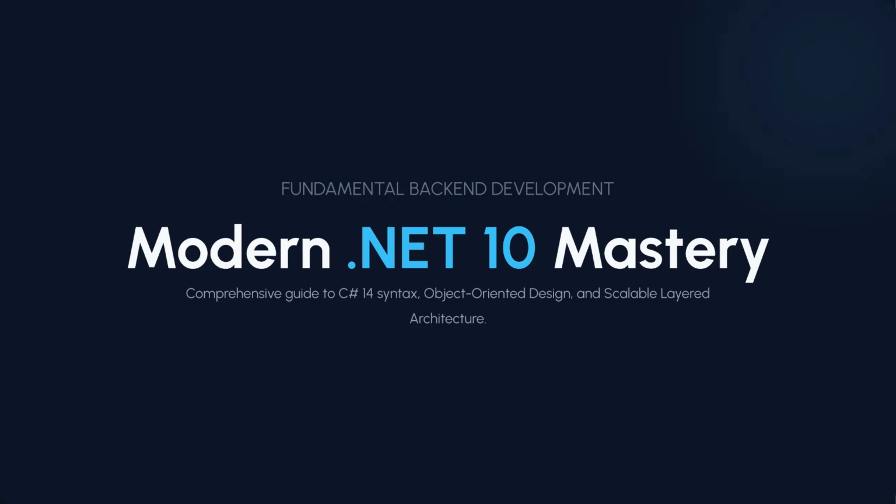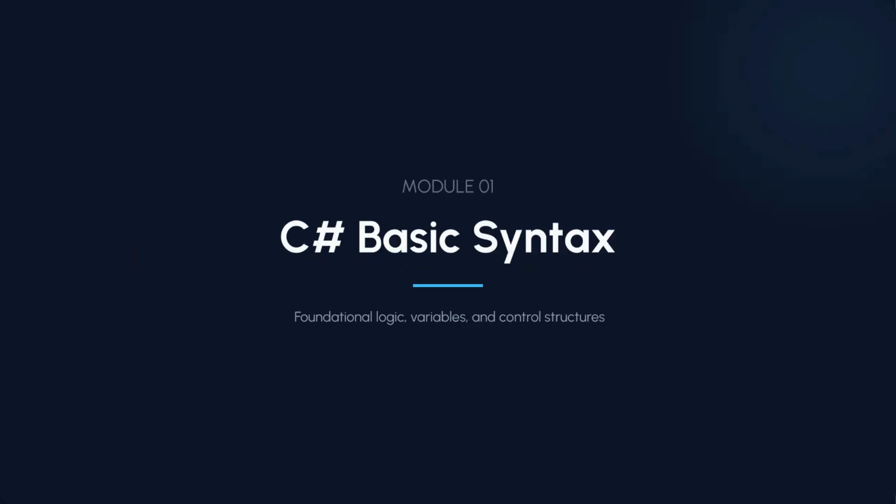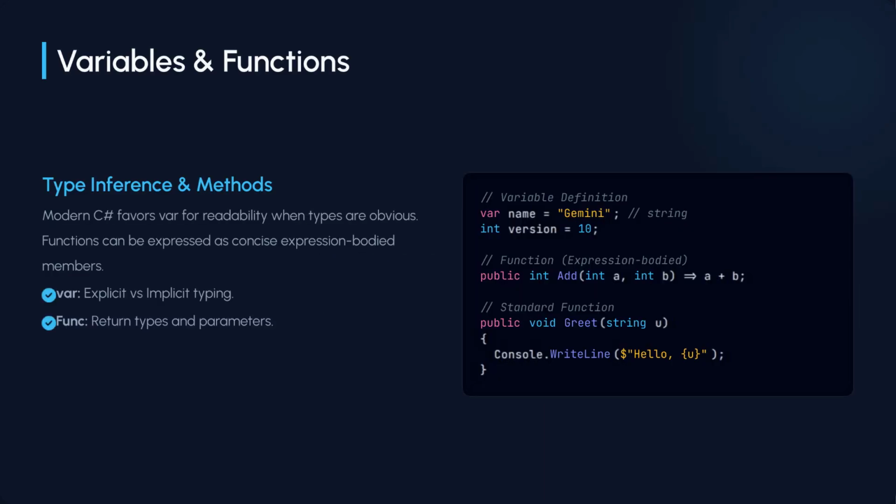Today we are exploring modern .NET 10 mastery. We will cover everything from the new C# 14 syntax to building a scalable layered architecture that can handle enterprise-level demand. We begin with Module 1, focusing on C# basic syntax. This serves as foundational logic for all backend services, covering variables, types, and essential control structures you will use daily.